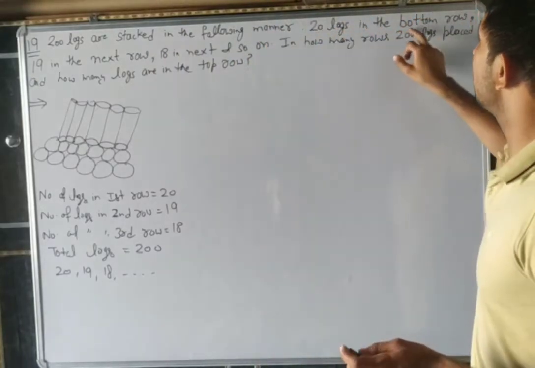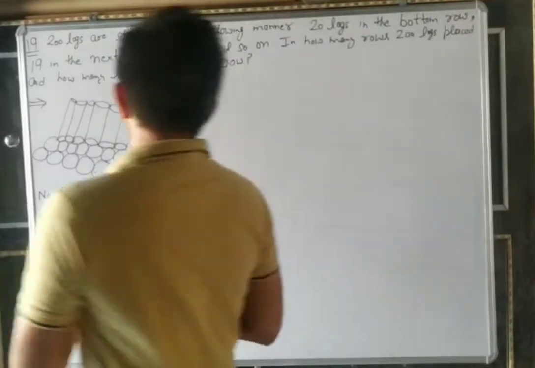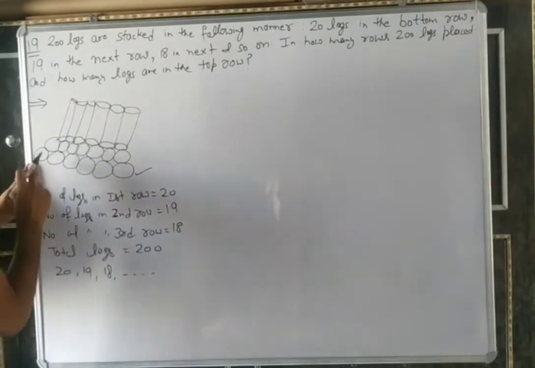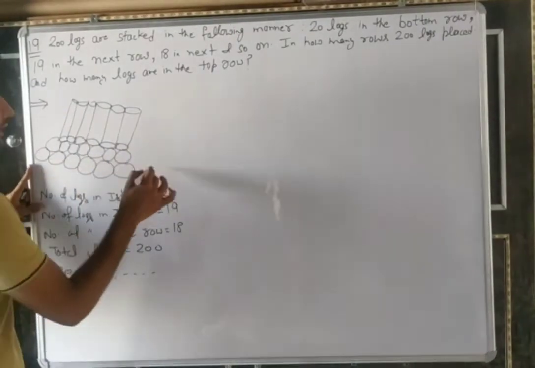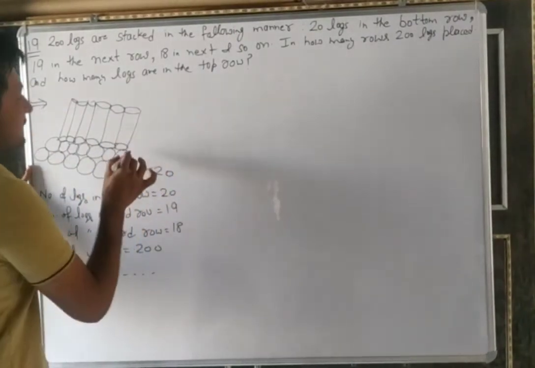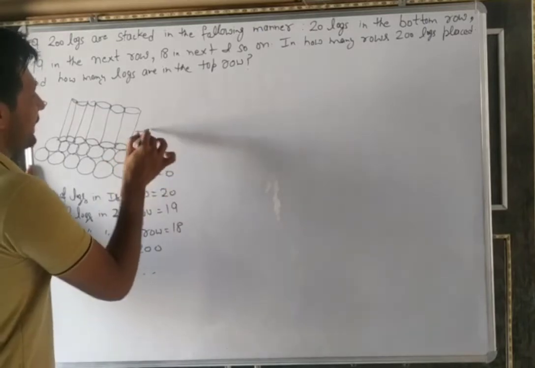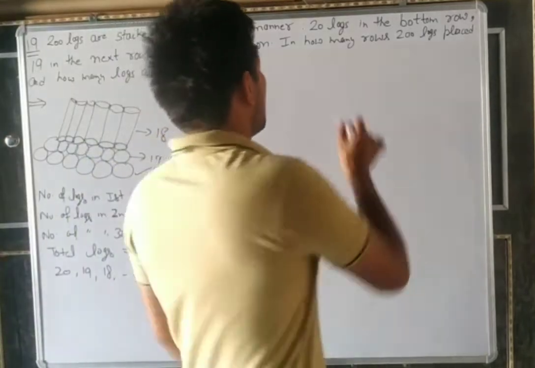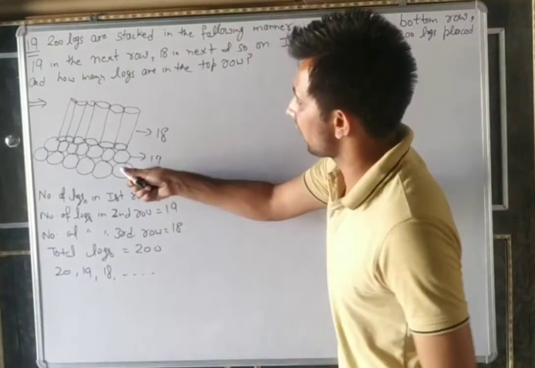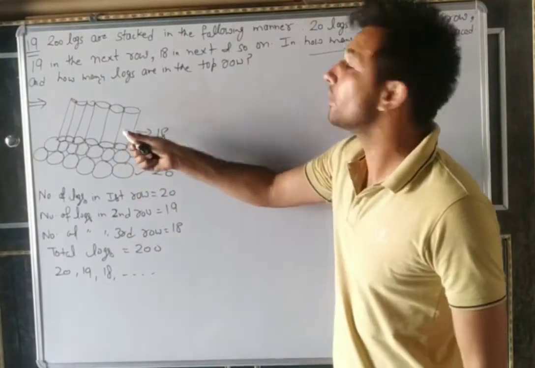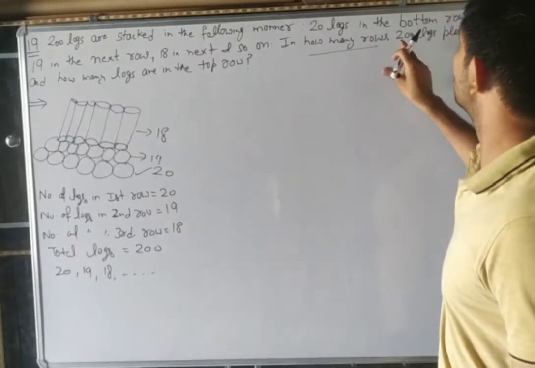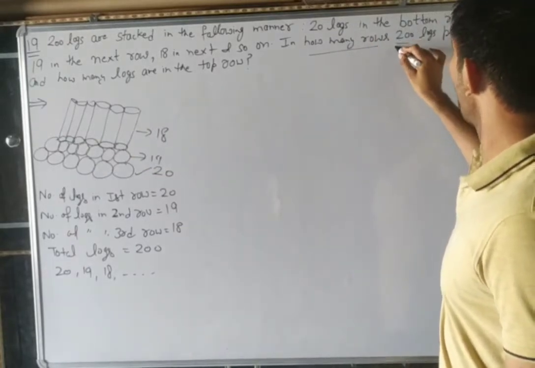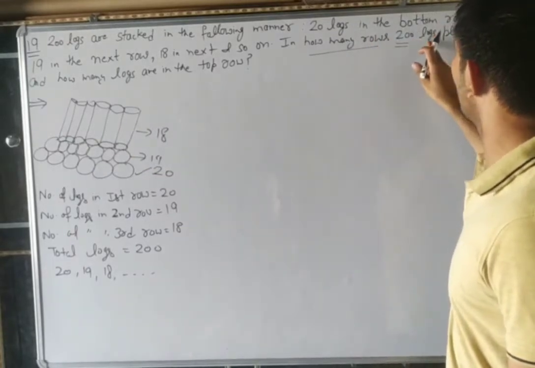20 logs in the bottom row. The bottom row is this one. 1, 2, 3, 4, 20. How many? 20. And in the second row, 19. Next is 18, and so on. And we have to find how many rows. First row, second row, third row. How many rows, how many rows for 200 logs placed.